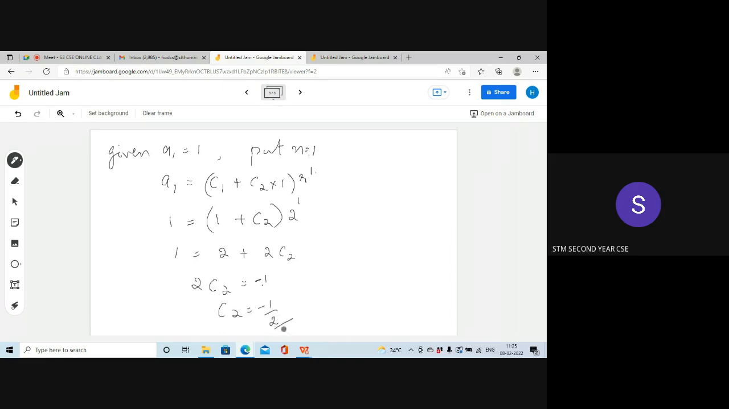Did you get the answer? Adarsh? Anurag? Did you get the value of C2? Okay, C2 is equal to minus 1 by 2. So now we have got C1 and C2. Now we can write our homogeneous solution, isn't it?